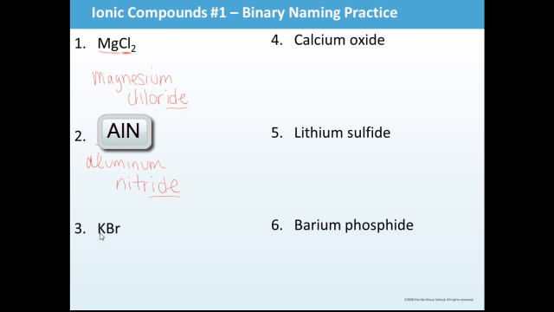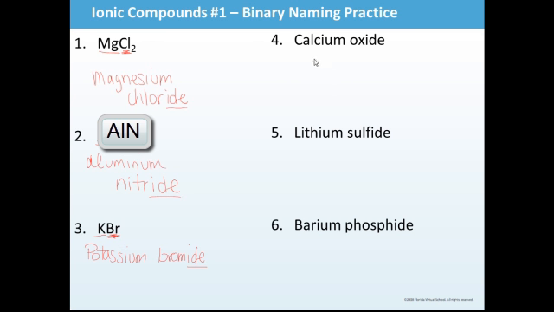Number 3, ionic compound, metal, nonmetal. Potassium, K, is a main group element. Bromine, Br, is bromine, but when we're naming ionic compounds, we change the anion to IDE. Now again, we're talking about monoatomic anions, right? It's just chlorine, just nitrogen, just bromine. That's the key.